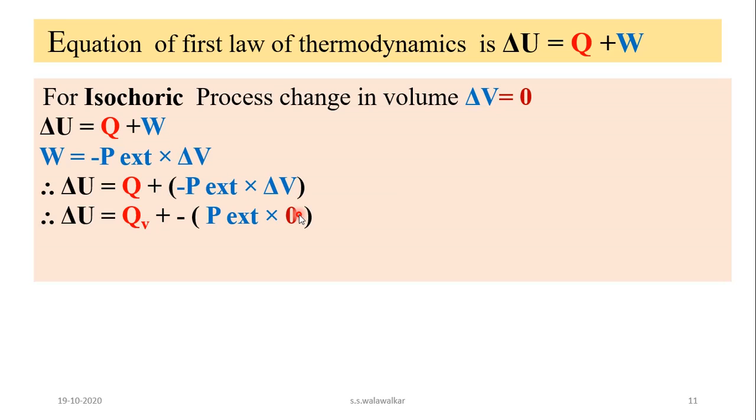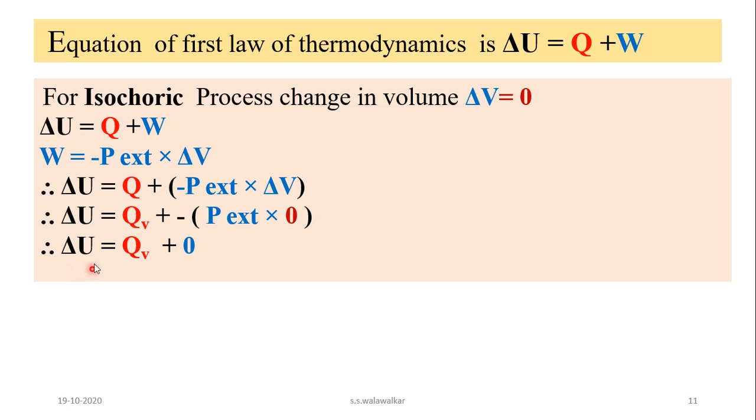Delta V is equal to 0, and therefore this whole quantity, that is external pressure into change in volume, becomes equal to 0, and therefore here delta U is equal to QV. Here V subscript is used because the heat is supplied at constant volume. So increase in internal energy is equal to heat supplied at constant volume. As delta V is 0, work done is equal to 0 in case of isochoric process.